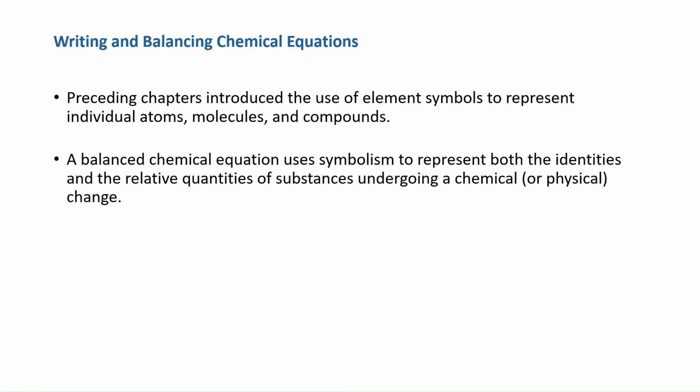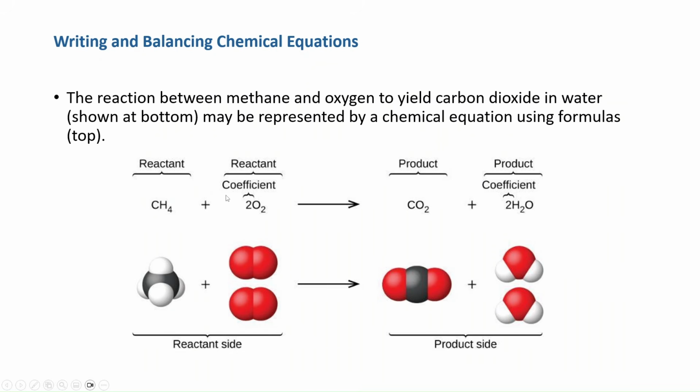So there has to be a way to represent reactions, and that is the chemical equation. The chemical equation will show you the identities of all the molecules involved, and the quantities. So how do we write a chemical equation? Here you have an example: CH4 molecule plus 2 oxygens yields, that's an arrow, carbon dioxide plus H2O.